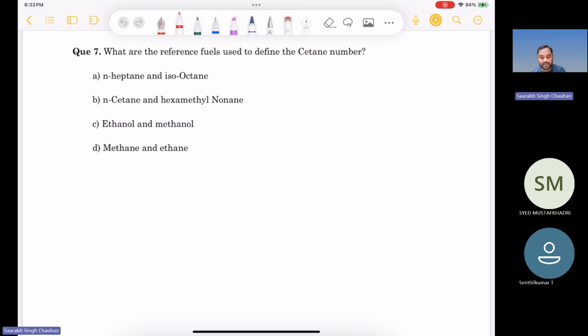And again, you prepare a mixture of these two compounds in such a way that the ignition delay of this mixture and your fuel sample is the same. Then the percentage of cetane in that mixture is the cetane number. Like that it is calculated. Okay, the correct option is B.